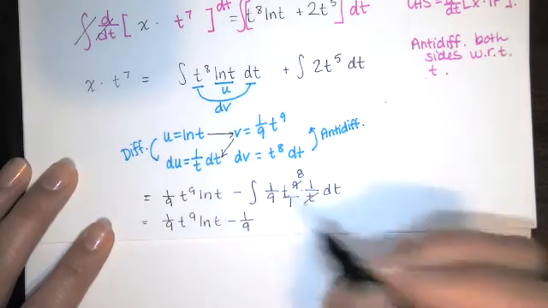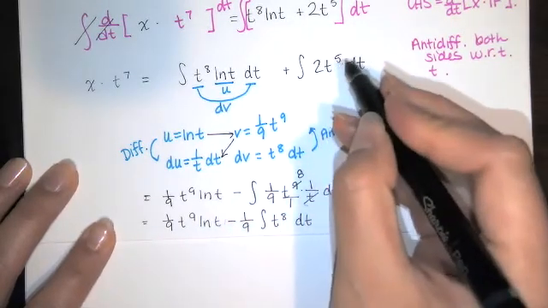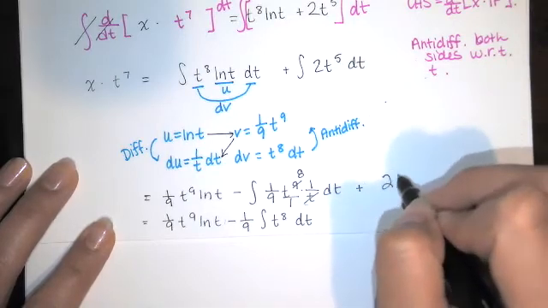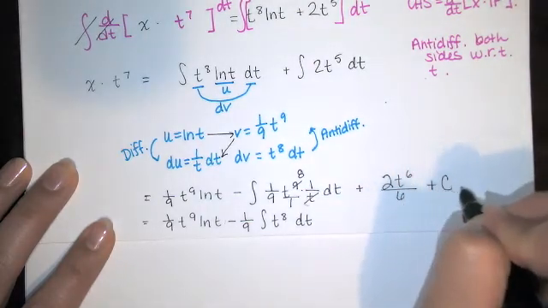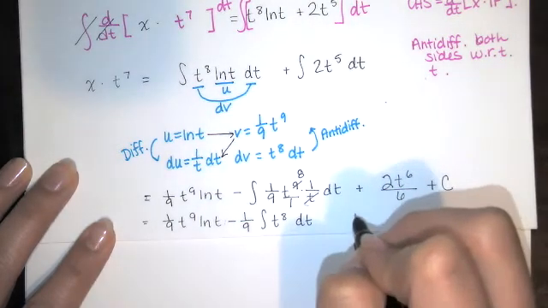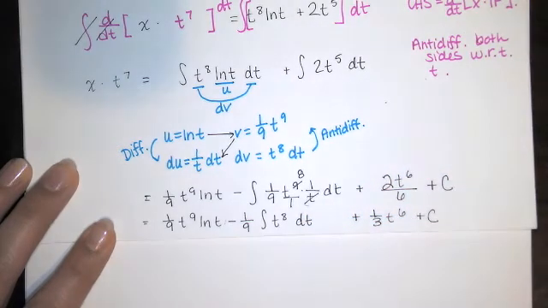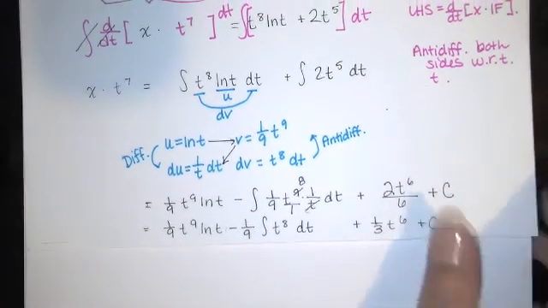So I end up with a negative 1/9 times the antiderivative of t to the 8th, plus the antiderivative of this piece. Let's just go ahead and do that. Bring the 2 down, add 1 to the exponent, divide by the new exponent. Don't forget your constant of integration. So I end up with this 1/3 t to the 6th over here. And we still have this integral to evaluate. Just a power rule, no big deal. Nothing we can't handle.